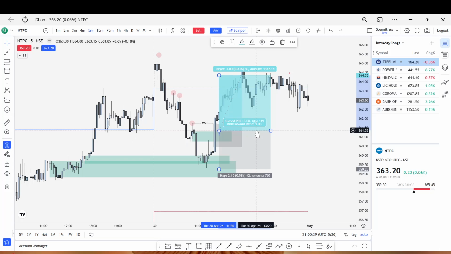But the previous trade, that is the PFC, Power Finance Corporation, was a winner, 2.5 reward to risk. And this was just 1:1. So ultimately, the overall day was 3.5 or 4:1, like that. So that's it for today.